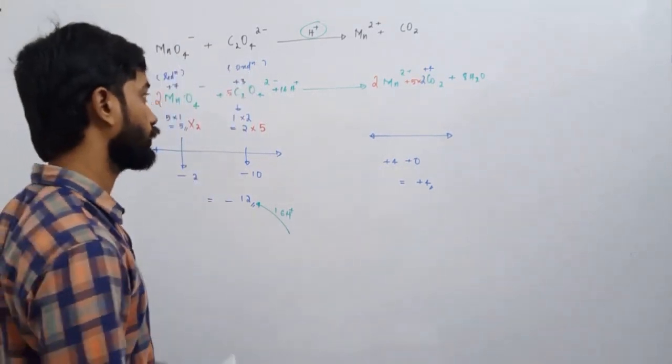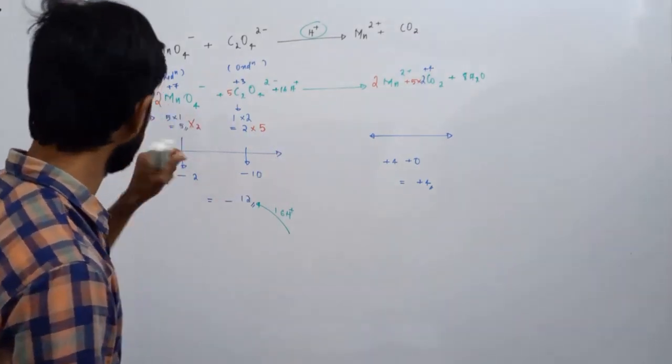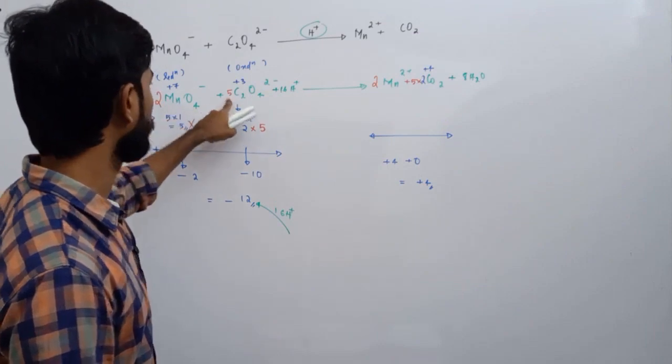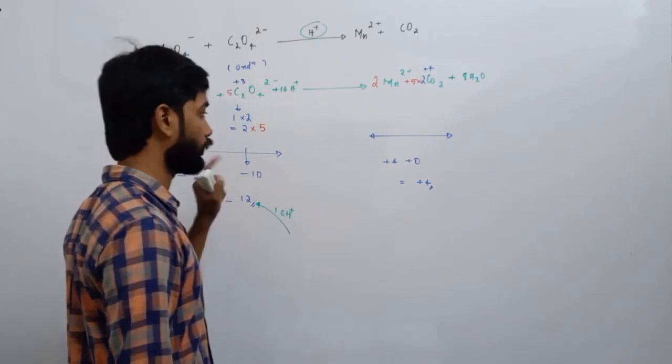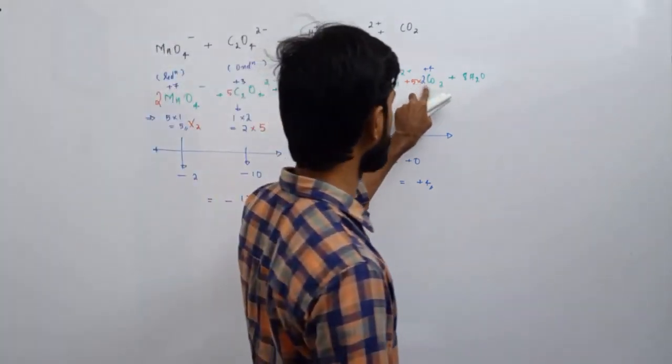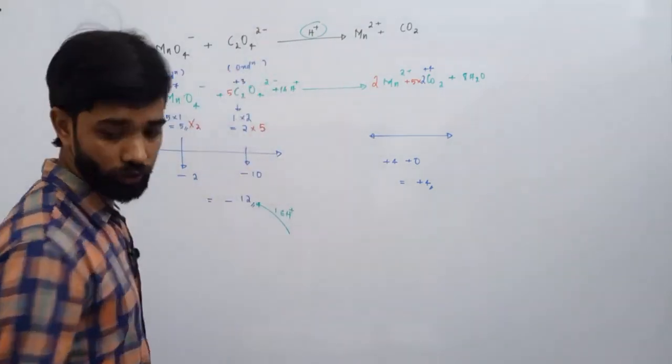Moving to the next. You confirm the case with oxygen. 2 into 4, 8. 5 into 4, 20. So left side having 28 oxygen. What about the right side? 10 into 2, 20, plus 8, 28. So this reaction is balanced, okay?